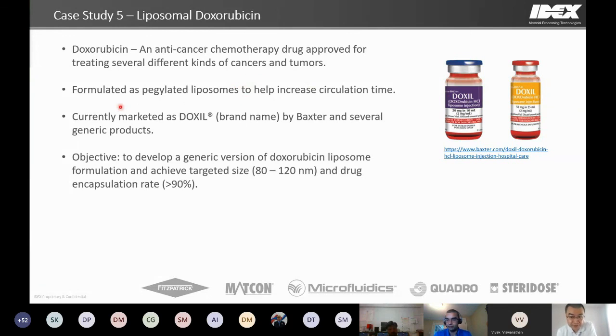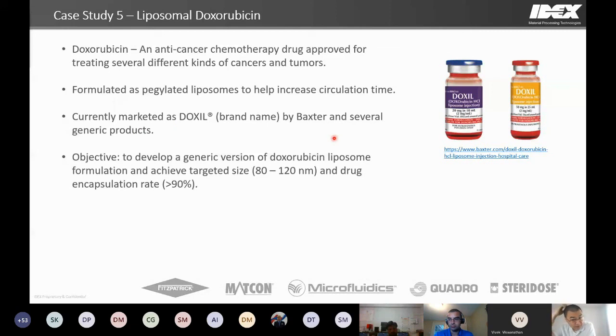Liposomal doxorubicin is formulated with pegylated lipids and was the first FDA-approved nano drug delivery system based on pegylated liposome technology. Pegylation helps increase the blood circulation time of the nanoparticles inside the body and potentially achieve higher accumulation of those particles at the target site, for example, at the tumors, and that leads to a better efficacy.